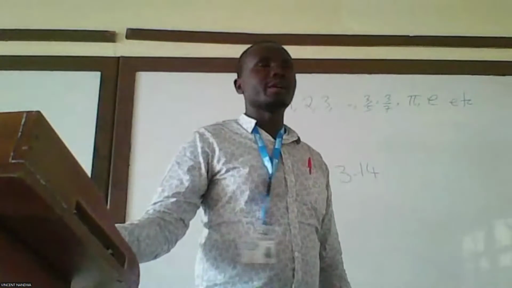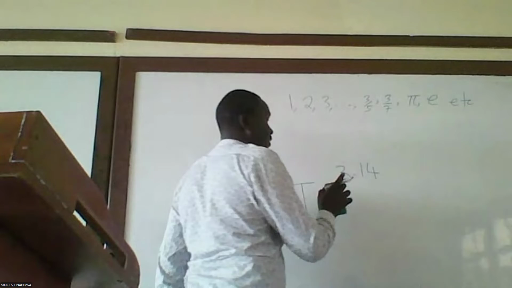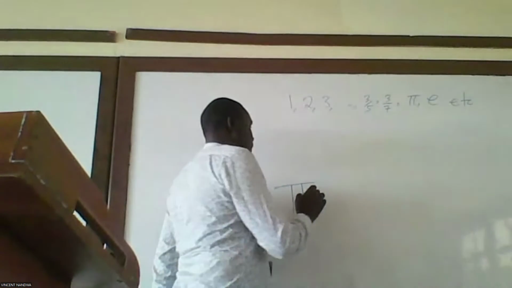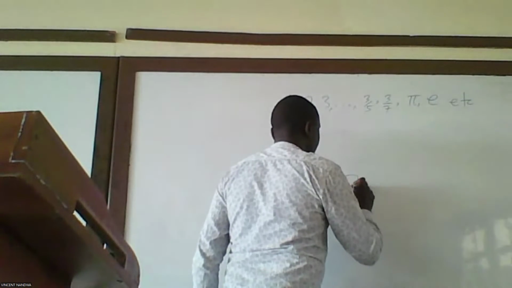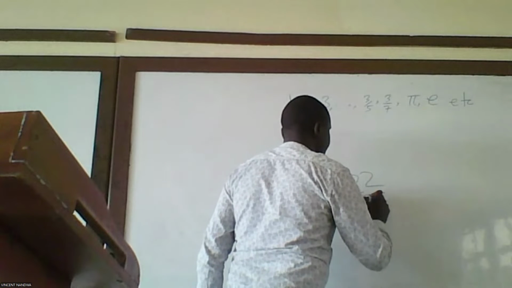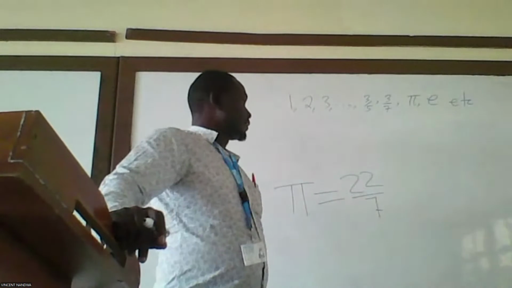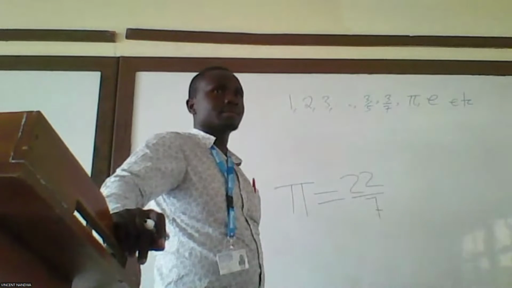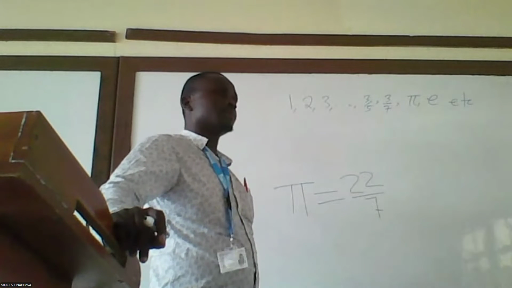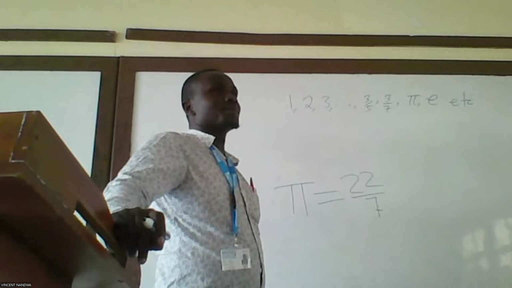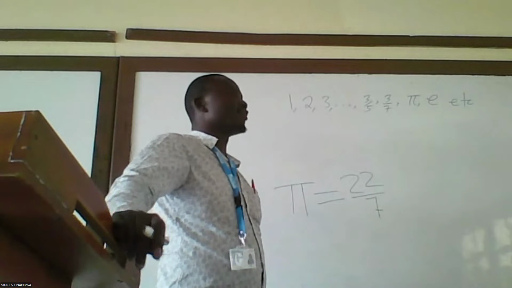22/7. That's what you are told. That pi is 22/7. Okay? Just for this class, I'll allow you to say that. Not just this class, just for this minute. You'll be allowed to say pi equals 22/7 and you are comfortable.